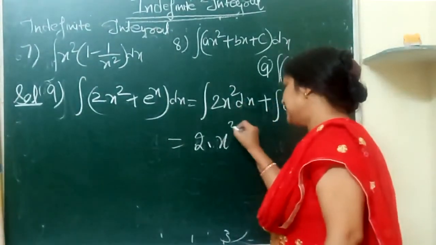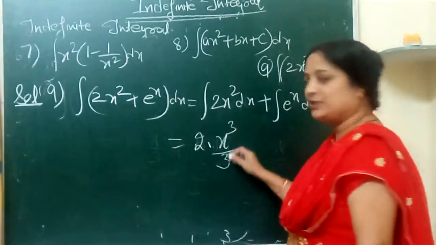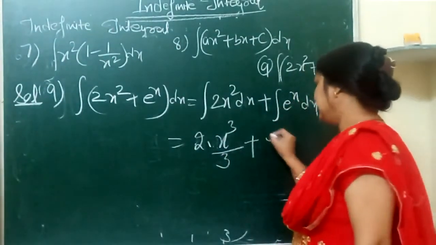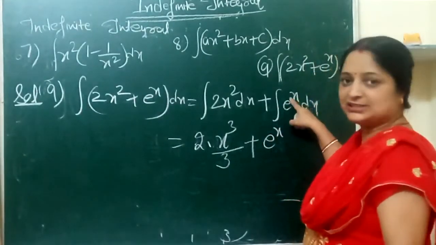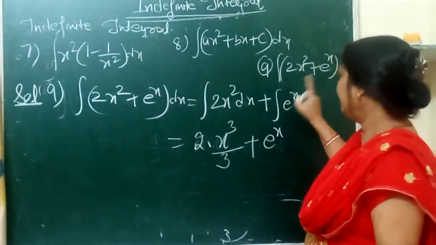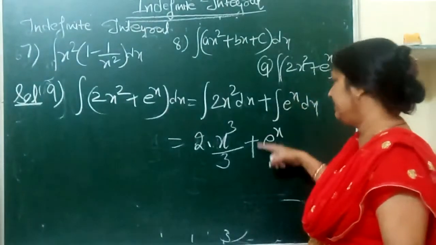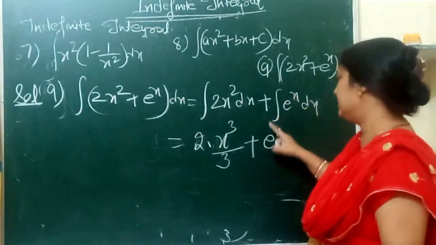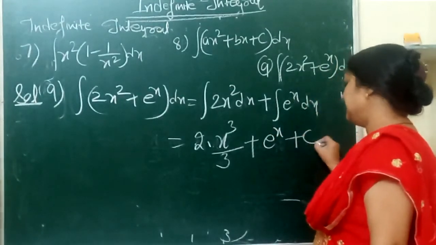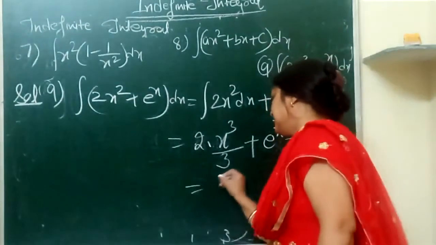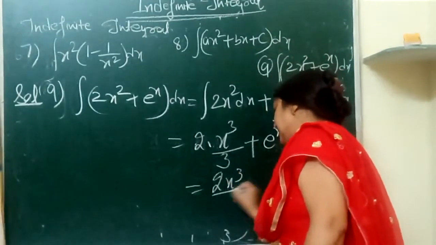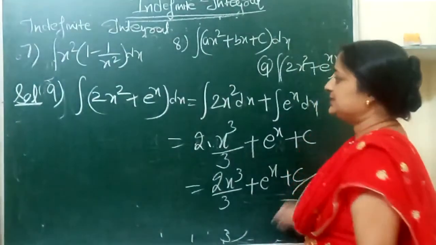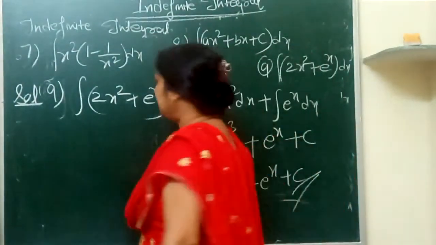It will come x raised to power 3 upon 3. And you know the integration of e raised to power x is e raised to power x, because the coefficient of x is 1. If the coefficient of x is 3, then 3 will come in the denominator, but here the coefficient of x is 1, so it will come e raised to power x plus c. So this is the answer. Answer is 2x cube upon 3 plus e raised to power x plus c. So this is the required solution of question number 9.